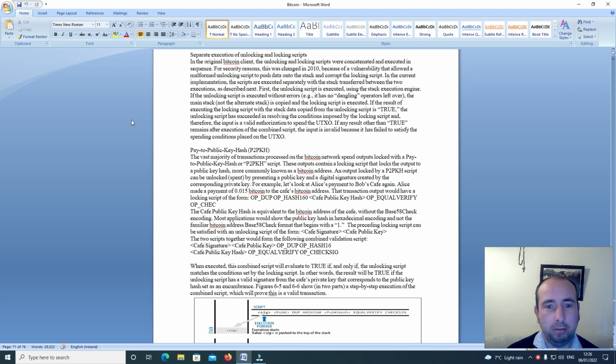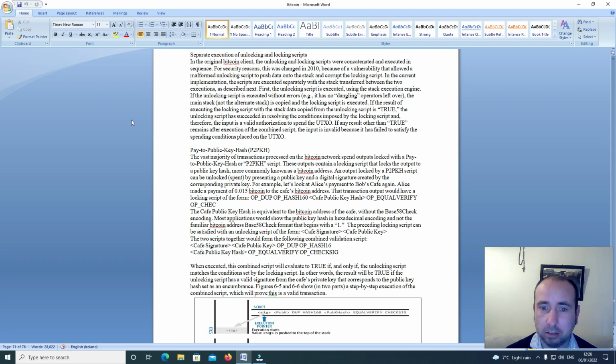Separate execution of unlocking and locking scripts. In the original Bitcoin client, the unlocking and locking scripts were concatenated and executed in sequence for security reasons. This was changed in 2010 because of a vulnerability that allowed a malformed unlocking script to push data onto the stack and corrupt the locking script. In the current implementation, the scripts are executed separately with the stack transferred between the two executions as described next.